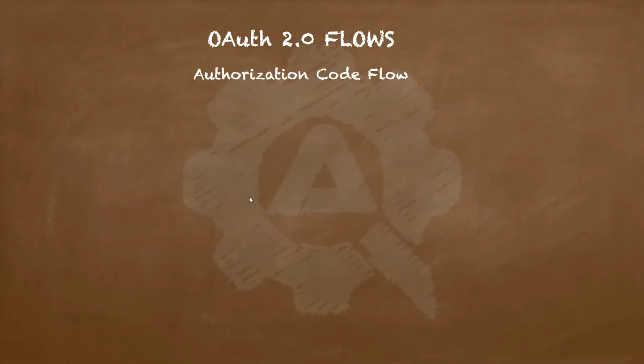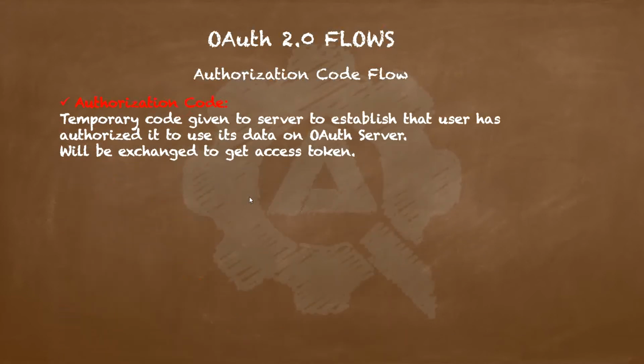Before that, let's understand a few more concepts before we get on to the flows. The first is authorization code. This is the code that the authorization server provides the client after the user has logged in and authorized the client to use its data on the provider. It is a temporary code. Using this authorization code, the client will now request the authorization server to give it an access token. And as we saw, the access token will then be used to access the data on the actual server.